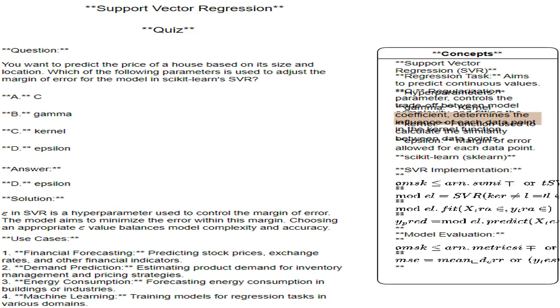Gamma, the kernel coefficient, determines the influence of each data point in the kernel function. A higher value of gamma means that each data point has a strong influence, leading to a more complex model. A lower value of gamma means that each data point has a weaker influence, leading to a simpler model.